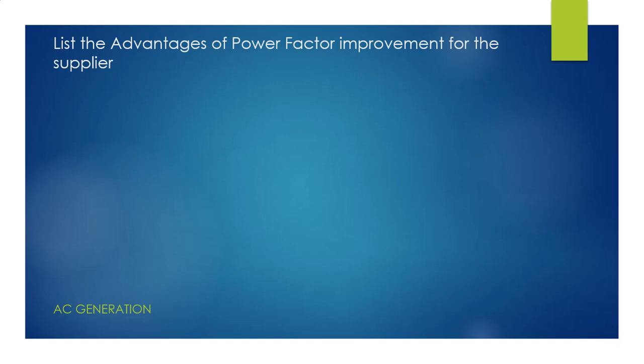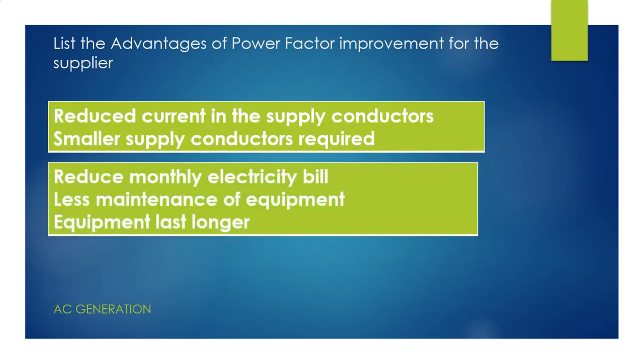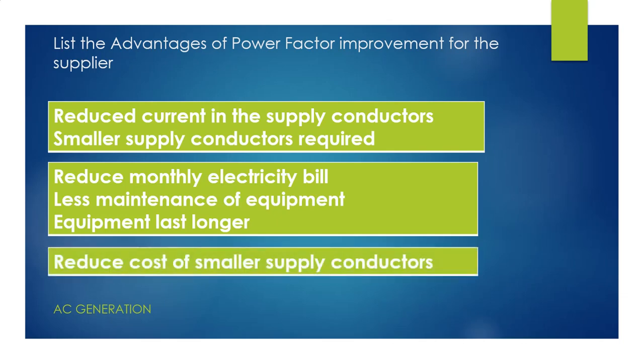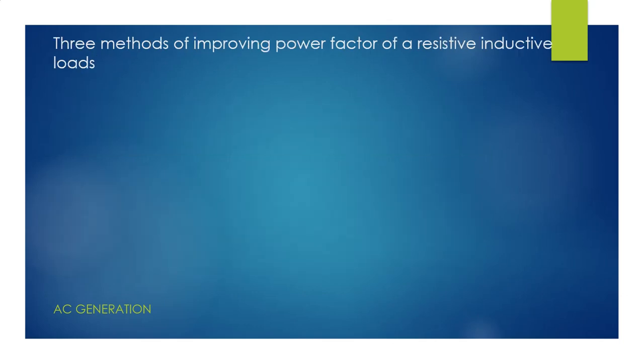List the advantages of power factor improvements for the supplier. Reduce current in the supply conductors. Smaller supply conductors required, reduce monthly electricity bill, less maintenance, equipment lasts longer. Reduce cost of smaller supply conductors.